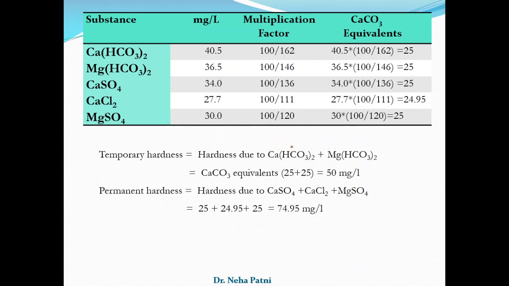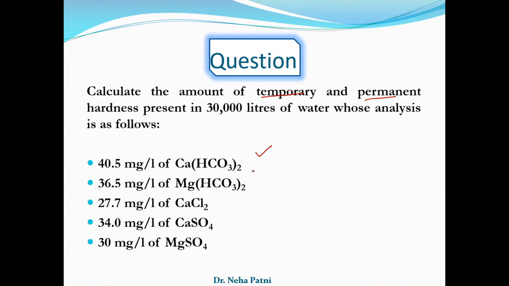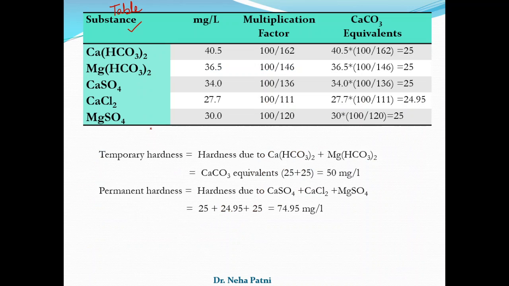I guess if you remember from my previous videos, first we have to make this kind of table, wherein in the very first column you have to write all the substances which are present in the water sample. Just like here, you can see that you have calcium and magnesium bicarbonate, calcium chloride, calcium sulfate, magnesium sulfate. So obviously these many substances you have to write in the table. So here you have written all of them.